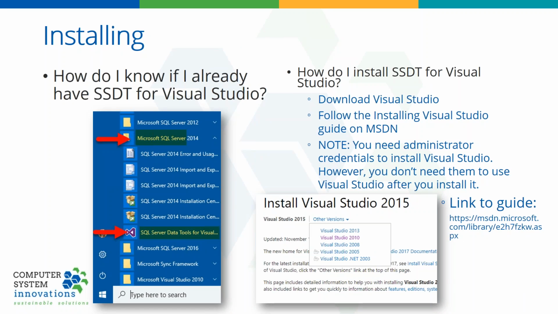Yes, so you've compared Visual Studio and Report Builder, and you've decided you're going to move forward with Visual Studio, but you don't know if you already have it installed. The best way to find this out is to look in your Start menu. Usually, you're going to find it within one of the Microsoft SQL Server folders. So you may not see it right off the bat. You may have to dig a little bit. But within one of those folders, you should find SQL Server Data Tools for Visual Studio.